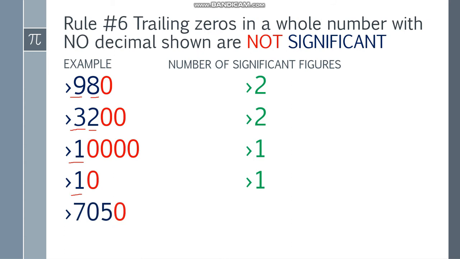And the last one, 7,050. The zero here is sandwiched by 2 non-zero digits, so the zero is considered a sig fig. So 1, 2, 3. 3 sig figs.